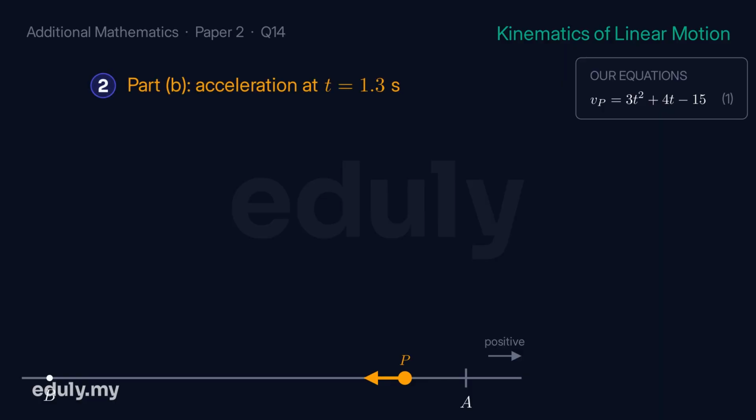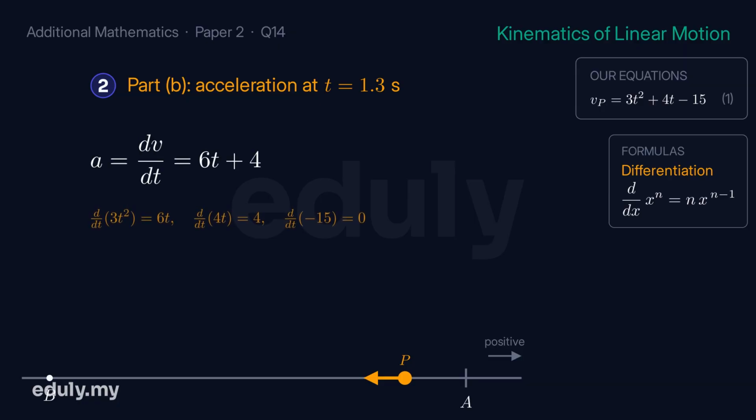Part B. The acceleration at 1.3 seconds. Acceleration is the rate of change of velocity, so we differentiate using the power rule. Differentiating term by term gives 6t plus 4. Now put 1.3 in for t. That is 11.8 meters per second squared.